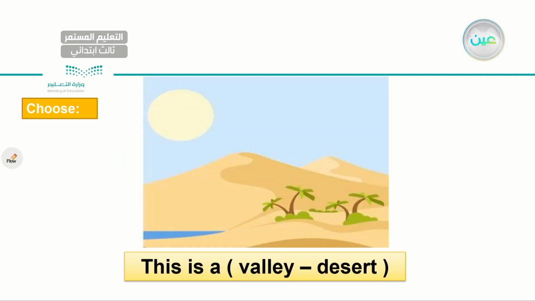How about this picture? This is a valley, a desert. What do you think? A valley or a desert? Very good, my dear student. It is a desert. And we have one in Saudi Arabia here.